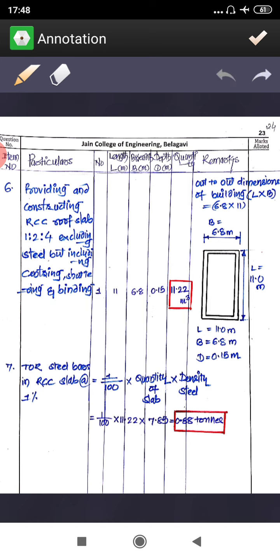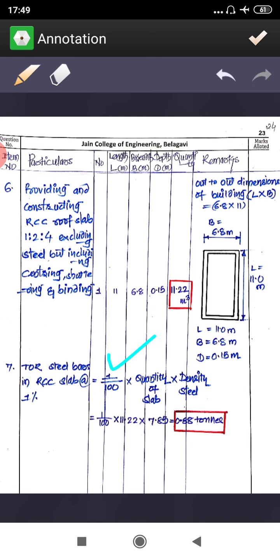Now the next is you are supposed to determine the steel, right? Steel bars in RCC slab at 1%. This percentage is very important, they have mentioned this percentage. And if this is not given, as I said in the last class also, you can go for the standard percentages available in the textbooks. So I am referring, for footing it is 0.5%, for column it is 1.5%, for beam it is 1%, for roof slab it is 0.8, and for chhajja and sunshade it is 0.5%. But in this problem they have given 1%, so I'll be going with that 1% only.